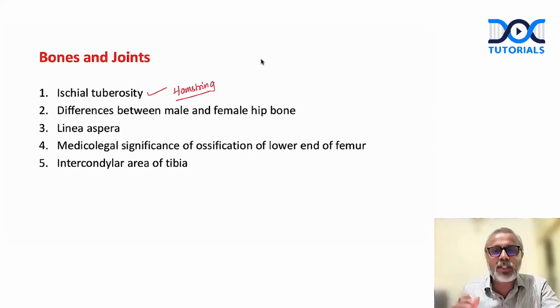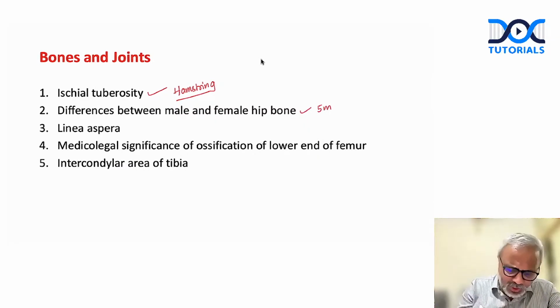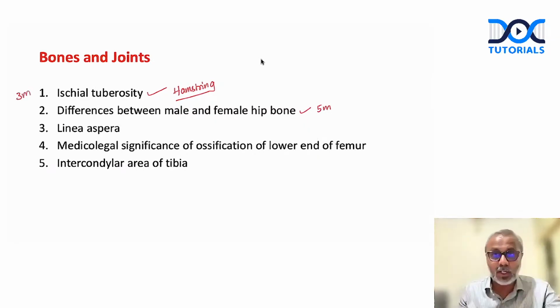How the ischial tuberosity is divided into a triangular area and a quadrilateral area, where exactly the muscles are attached, where exactly it is related to the pad of fat, this is regarding the ischial tuberosity. The next important question they'll ask is about the difference between the male and female hip bone. This could be a very important 5 marker. Ischial tuberosity is most likely a short answer question, could be MCQ, but difference between male and female hip bone is an important 5 marker.